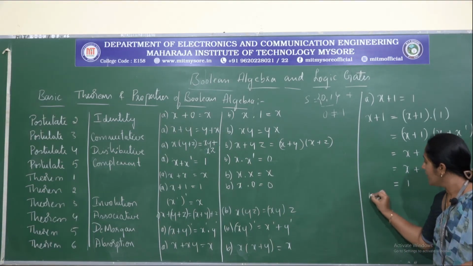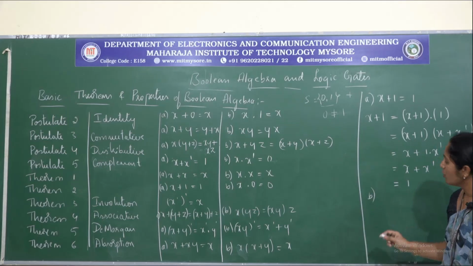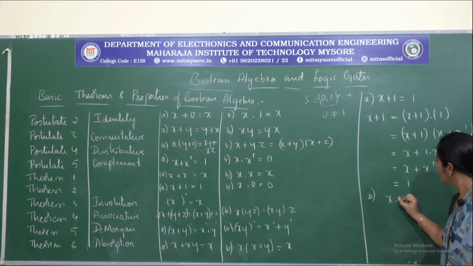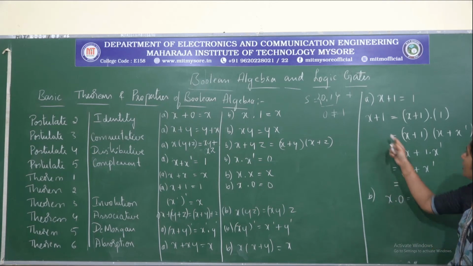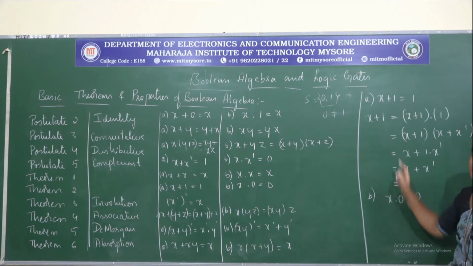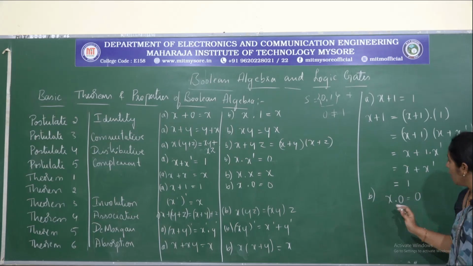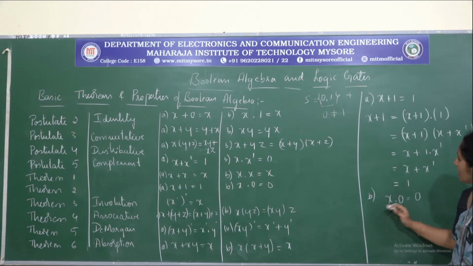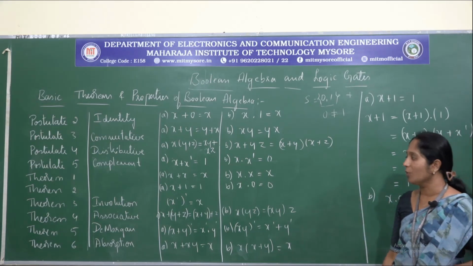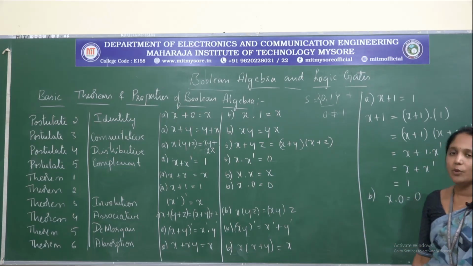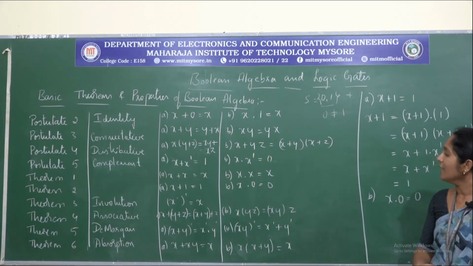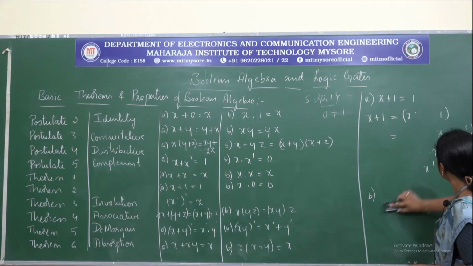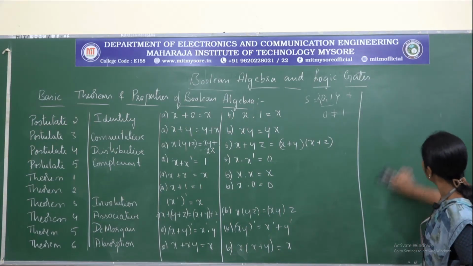By duality, part B of theorem 2 can be written as x · 0 = 0. In duality, we replace 1 by 0, and plus by dot, and vice versa. So by duality we can write part B of theorem 2. Now if you consider involution, that is the complement of a symbol, it can be written like this.